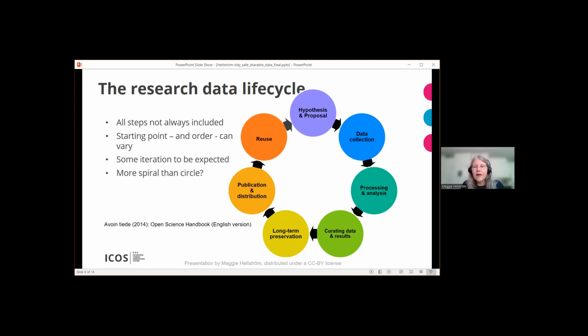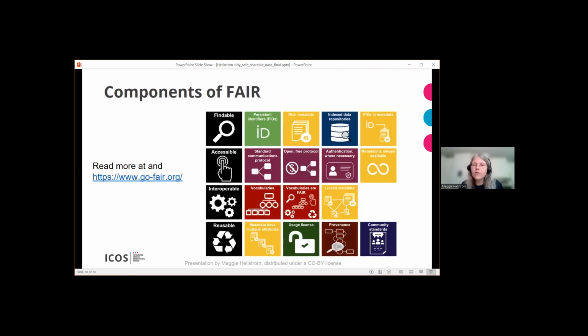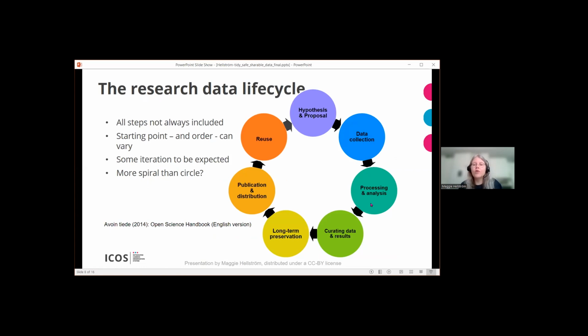And this slide is just showing one way of doing that, where you're starting from the hypothesis and proposal stage, you move into collecting data or finding data that others have produced that you're going to use. Then you move on to processing and analyzing that data. Of course, you will get some results in the end. Sometimes you need to go in a small sub-cycle and collect more data and things like that.